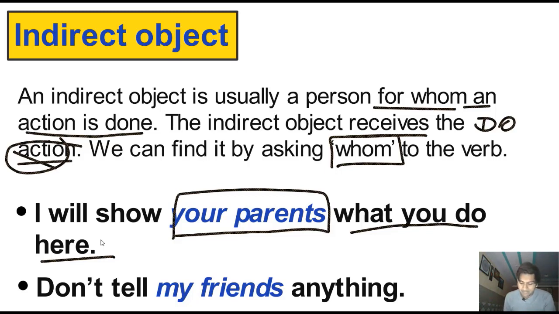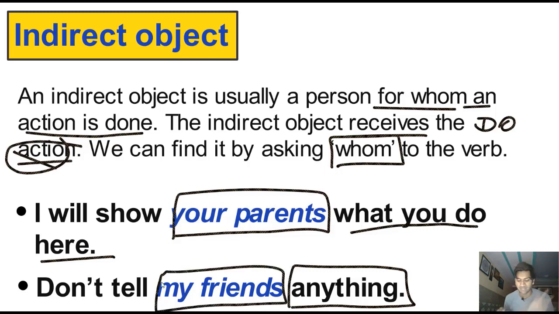Second example, don't tell my friends anything. Don't tell what? Anything. This is what you don't tell, right? And to whom? My friends, right? Don't tell my friends anything. Okay, this is what an indirect object is.